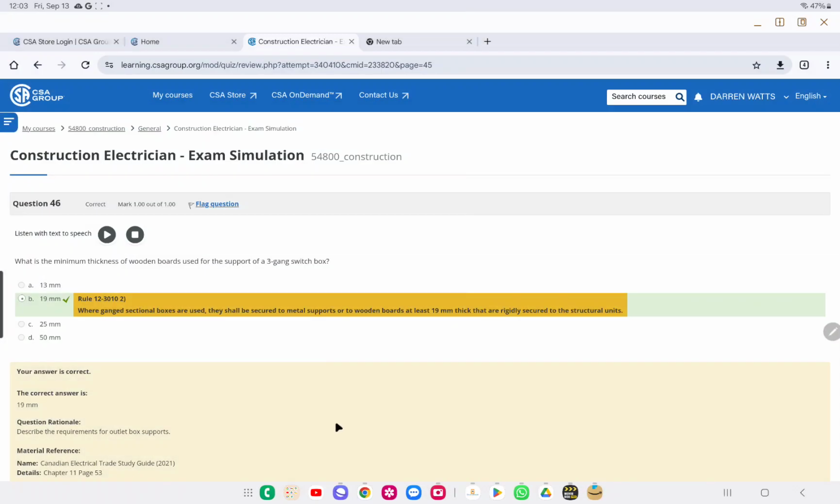What is the minimum thickness of wooden boards used for the support of a 3-gang switch box?